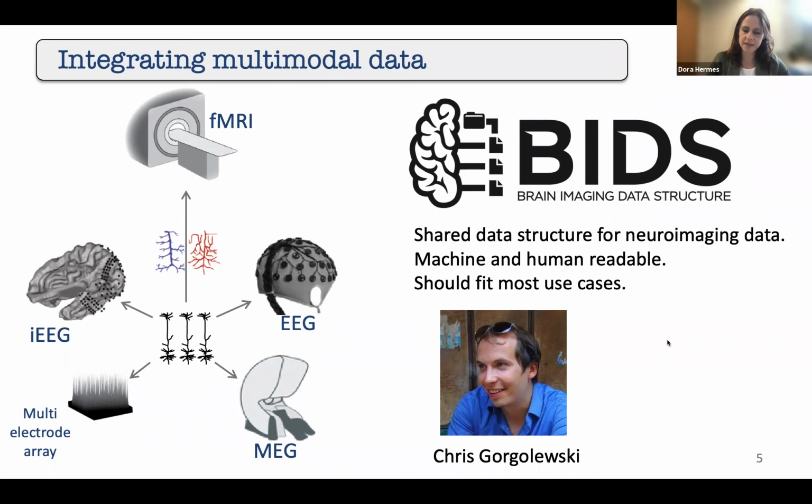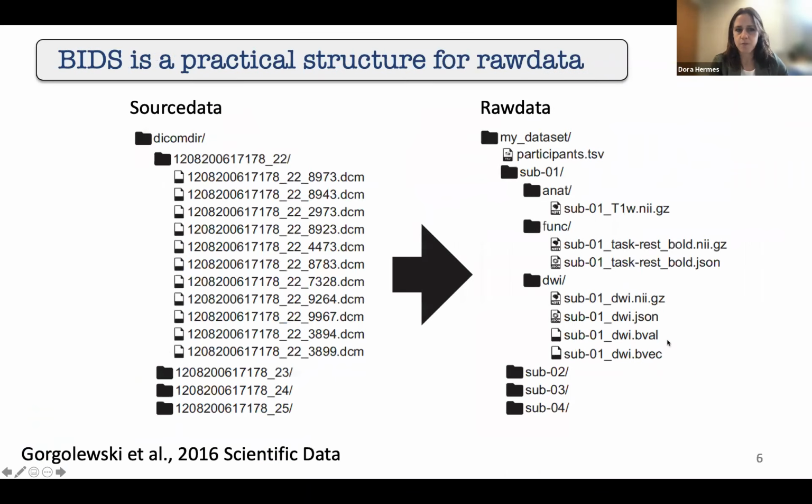And so they had published this paper at that time where they show how, for example, from a set of DICOM sequences that you see here on the left, you can move your data into a BIDS structure where everything is stored within a subject, for example, separated by an anatomical folder, a functional folder for your functional MRI, diffusion weighted imaging, and then you have a list of subjects.